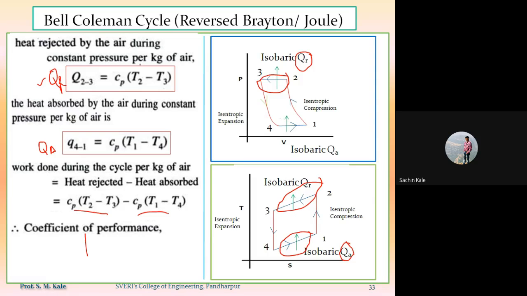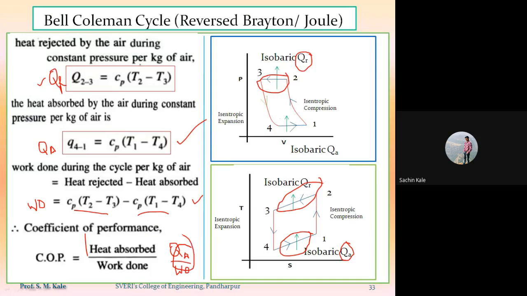If I want to calculate the coefficient of performance, I know the formula. The coefficient of performance is calculated as the amount of heat absorbed, that is QA, divided by work done. The value of work done we have calculated here. So put the value of QA from this equation and the value of work done from this equation, and I will get the value of COP.